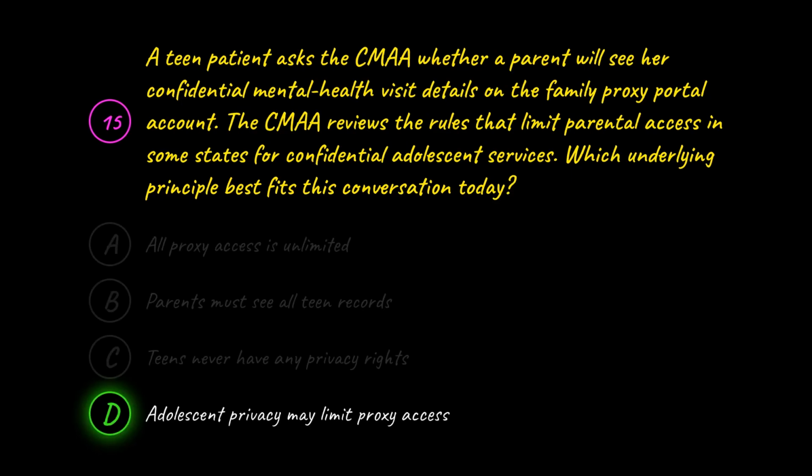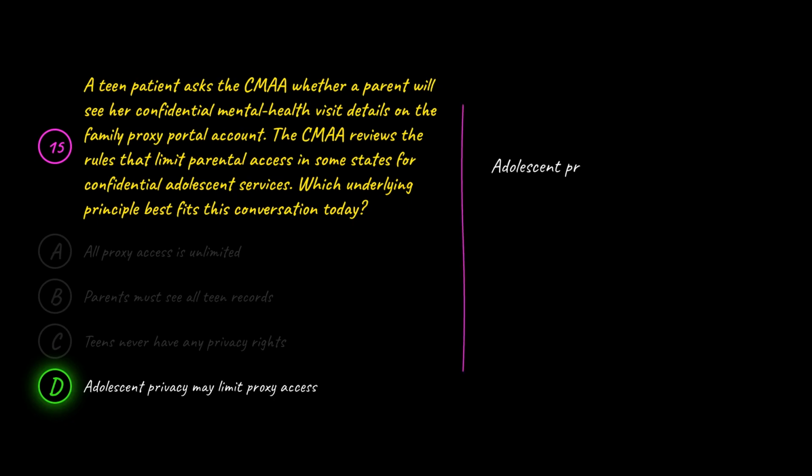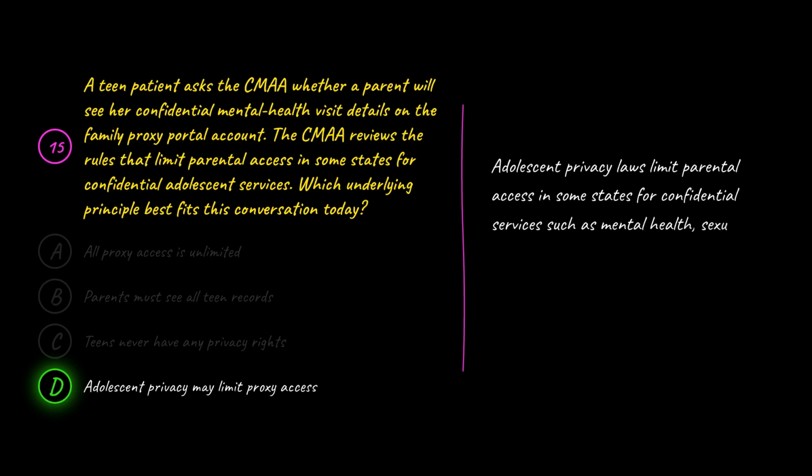The correct answer is D. Adolescent privacy may limit proxy access. D is correct because adolescent privacy laws limit parental access in some states for confidential services such as mental health, sexual health, and substance use, with portals configured to honor those protections through controlled proxy access.